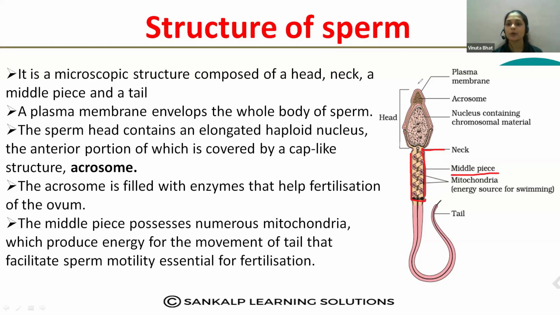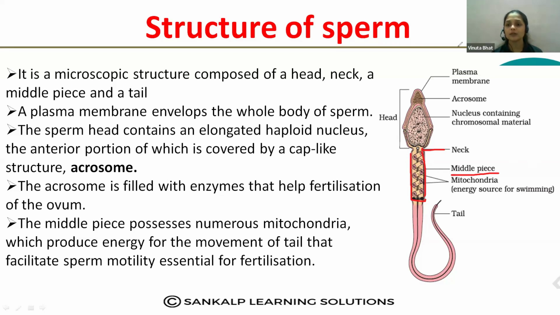Mitochondria provide the energy for the sperm. So it provides energy to the sperm, right? That is the function of the mitochondria, and this is the tail region. This mitochondria produces the energy that helps for the movement of the sperm.